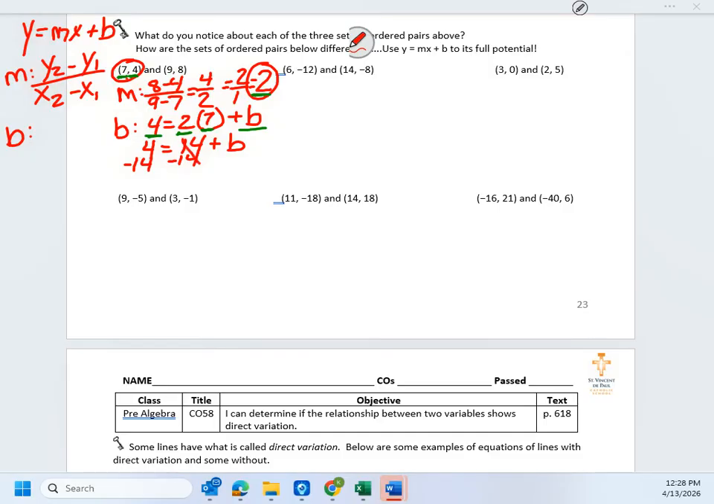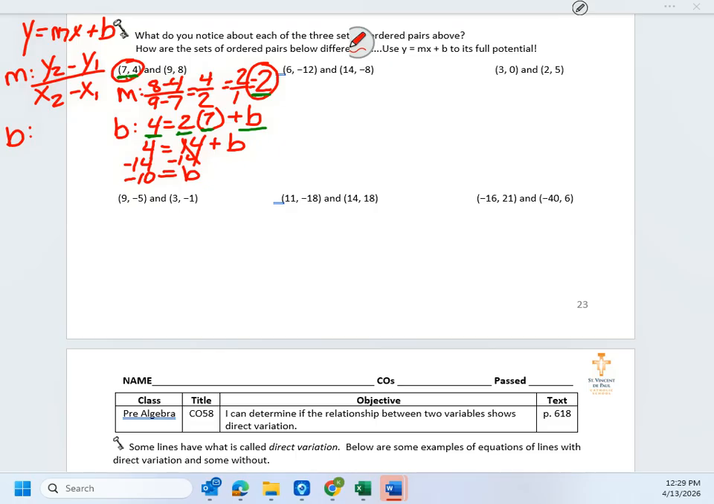14 minus 14 cancels out, so I'm left with just b. What is 4 minus 14? Elliot? 10. Nope. What is 4 minus 14, Victoria? Say it louder. Negative 10. All those little details matter. Negative signs matter. So, now I know my b and I know my m.